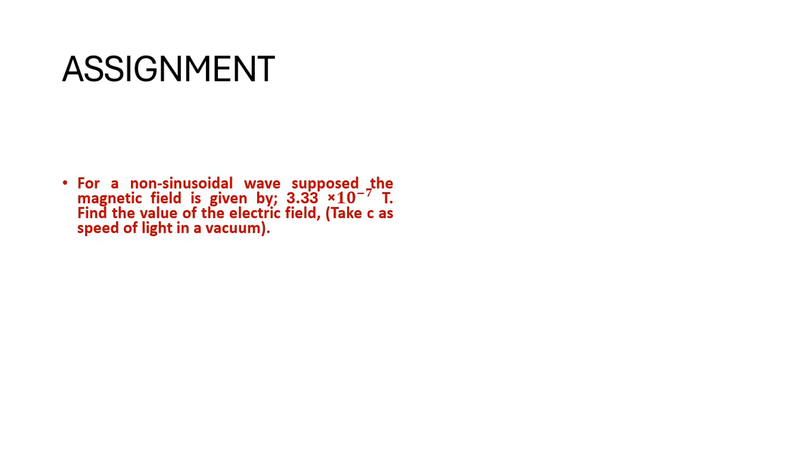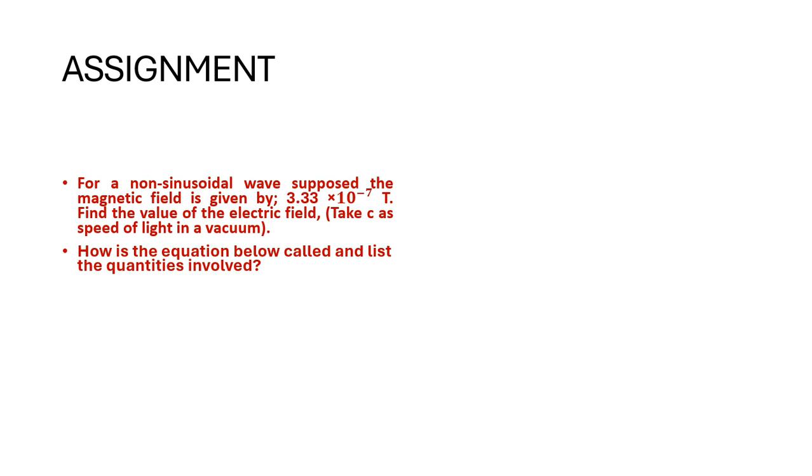Assignment. I would like you to do this assignment. When you do the assignment, you inform me. The first one says, for a non-sinusoidal wave, suppose the magnetic field is given by 3.33 times 10 to the power minus 7 Tesla. Find the value of the electric field. Take c as the speed of light in a vacuum. We have already solved that. I just want to see if you understood what we did today.